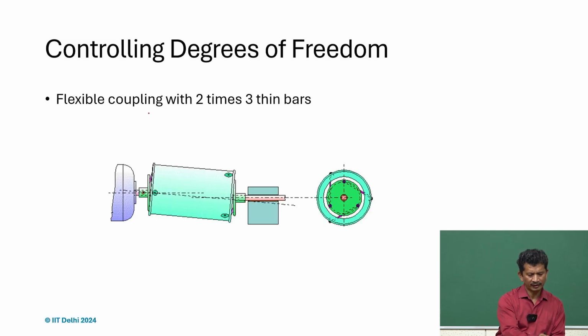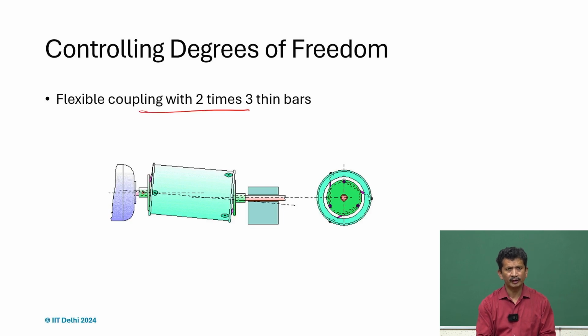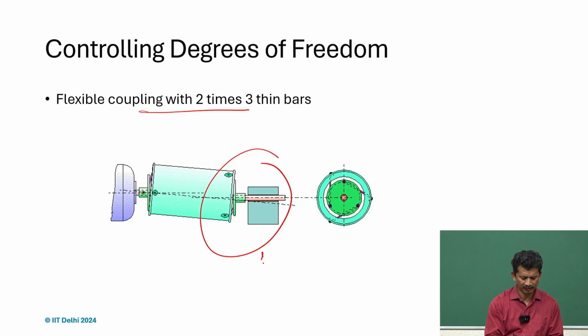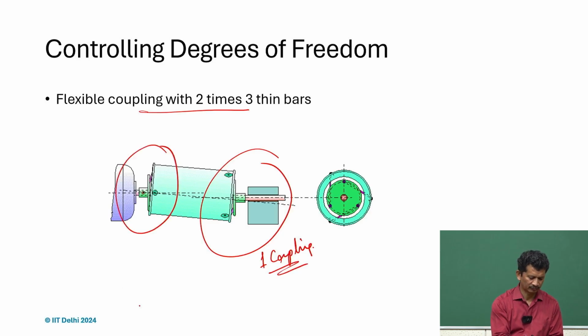Moving on, we realized that if we use it two times, we just extend it. Suppose you have one coupling here, and you can put another one. So, it is a universal joint. You have two universal joints.